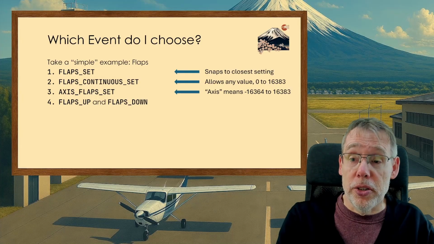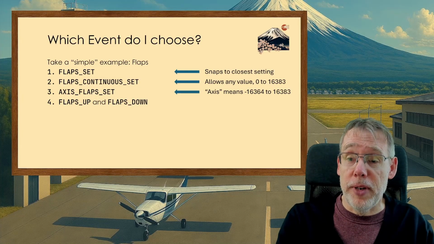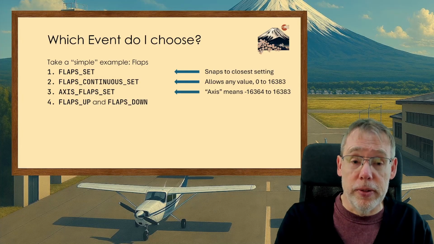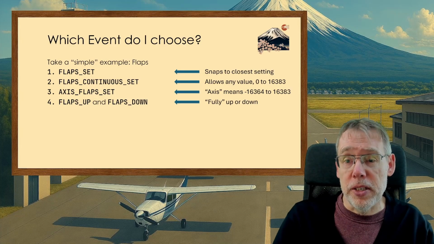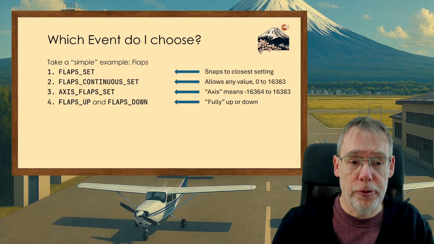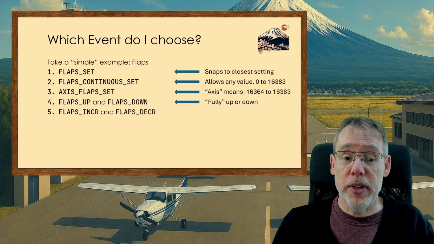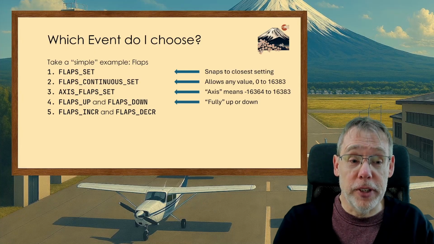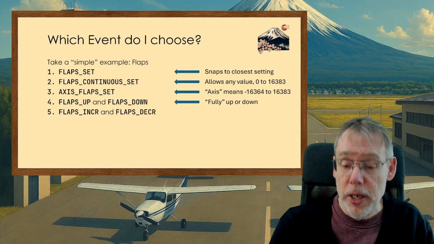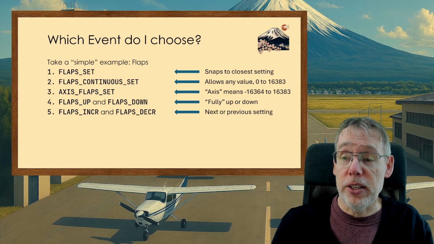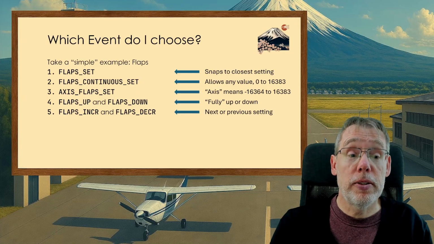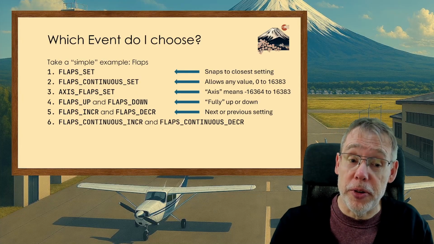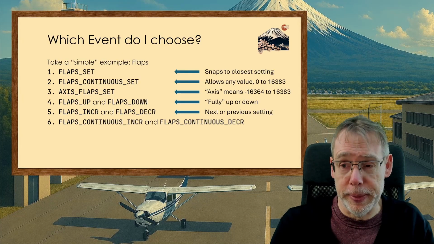Then we have additional events for flaps up and down. This means fully up and down. You can just send one event and that will set the flaps fully up or fully down. And we have incr and decr for increment and decrement, which will give us the next or previous setting. And yes, actually, for continuous, we also have an increment and a decrement.